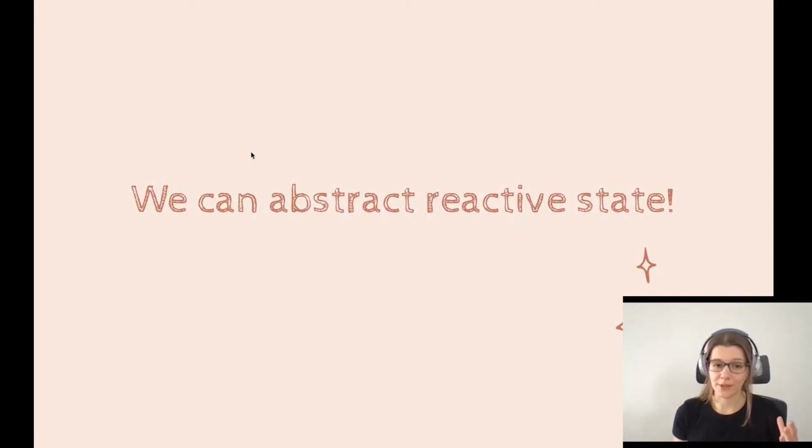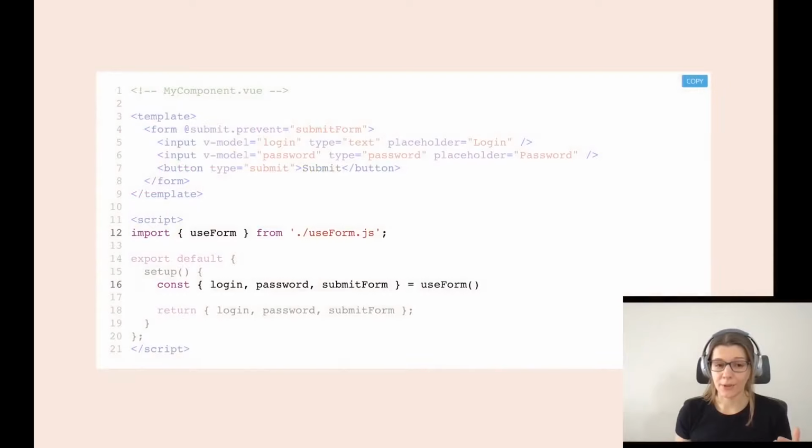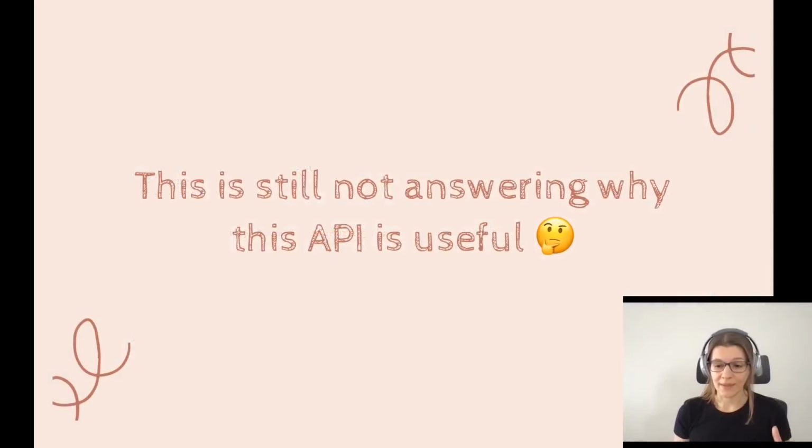We can also abstract reactive state. This means that we can keep it separately from our component and import it there. So here we have a function useForm. It has completely the same properties, login and password, and a method to submit, which simply console logs our reactive properties. And we can import it in our component and use it there. But this does not answer why this API is useful. It's only a different way to write what we already had in the options API. And it's debatable which way is more convenient.